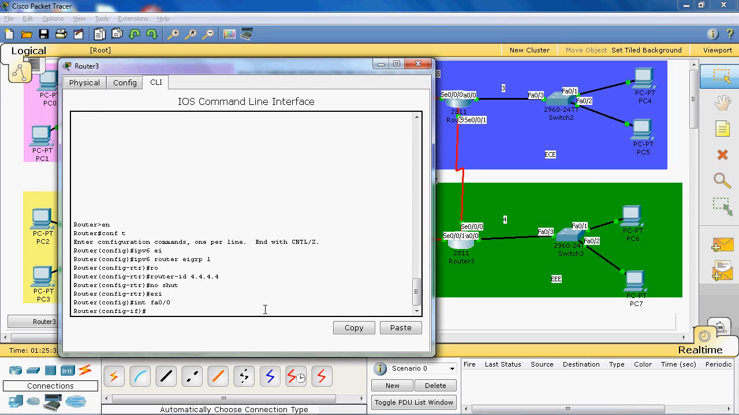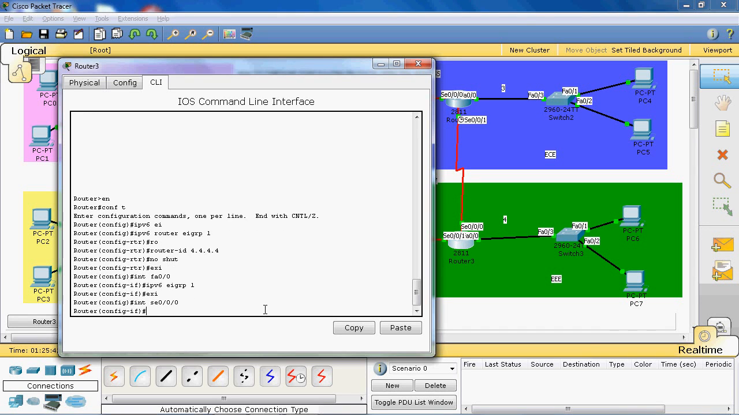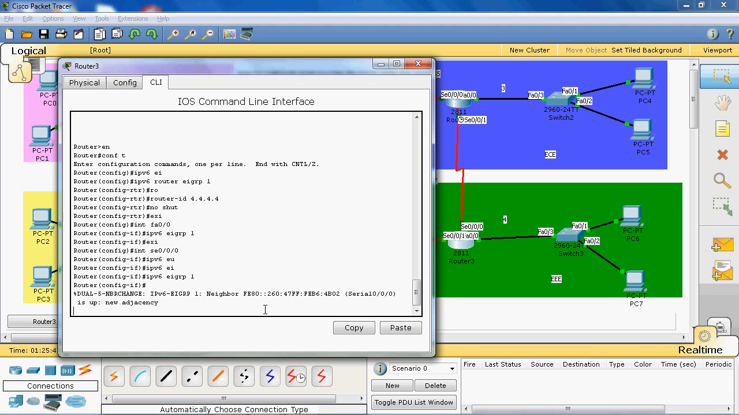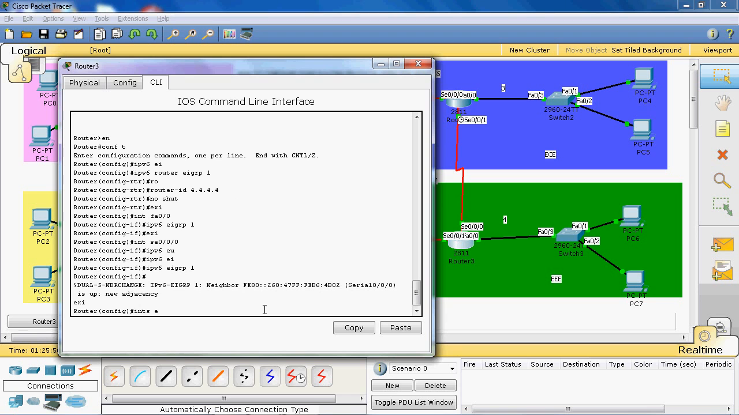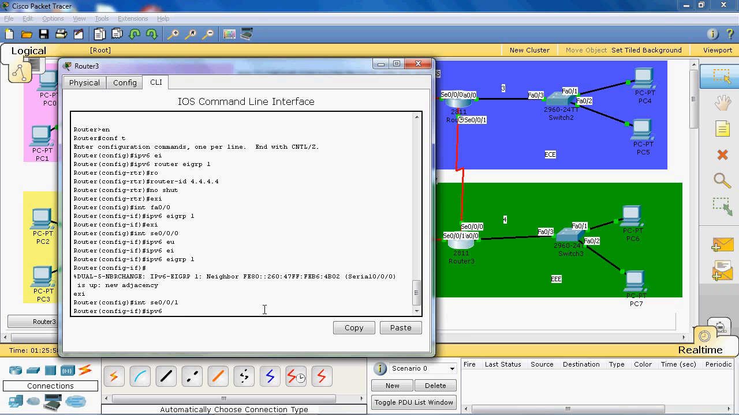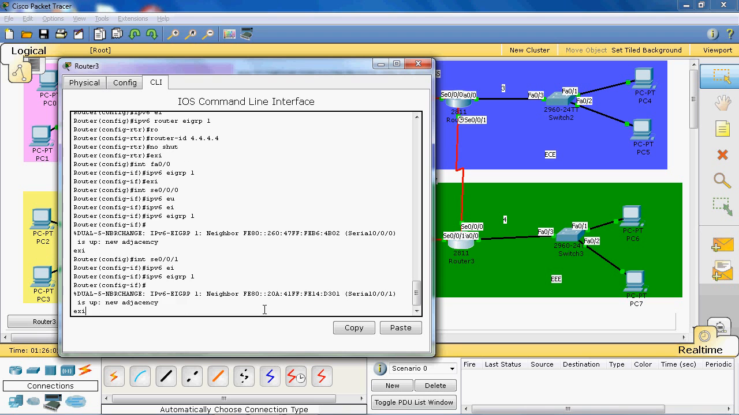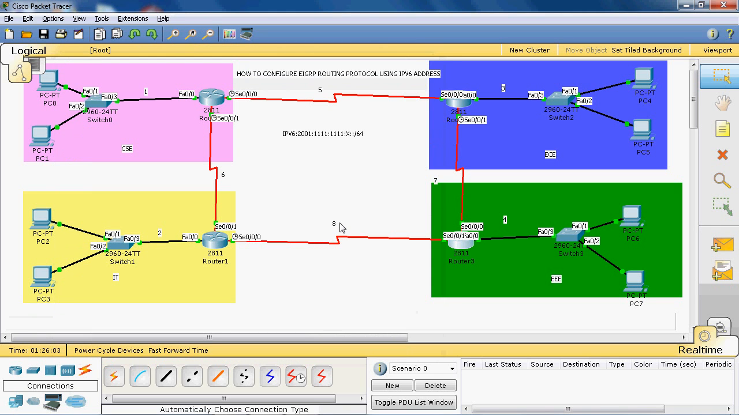The syntax for enabling the EIGRP routing protocol is ipv6 eigrp, then we give the autonomous system number, exit. Interface serial 0/0/0, ipv6 eigrp, then the autonomous system number 1, exit. Interface serial 0/0/1, ipv6 eigrp 1, exit. Okay, now we have configured the EIGRP routing protocol on the CEC department, IT department, EC department and EEE department.